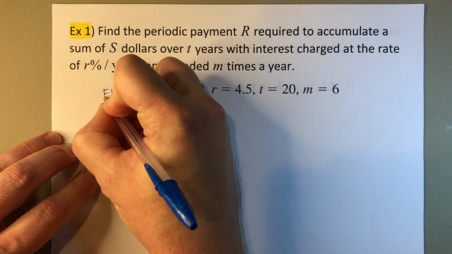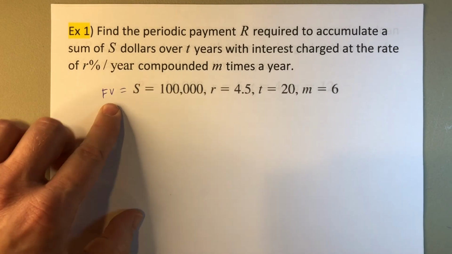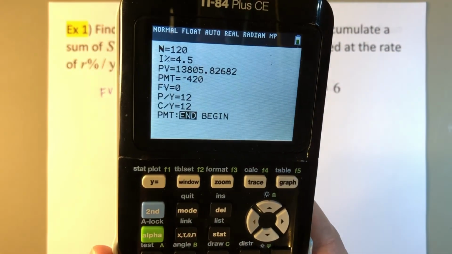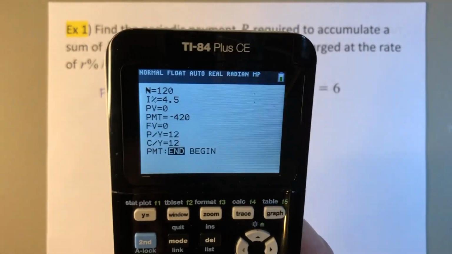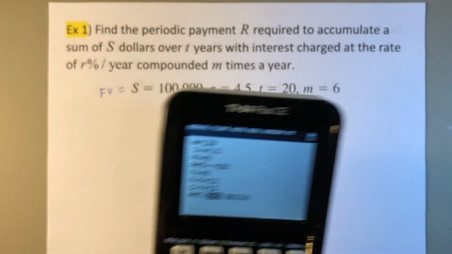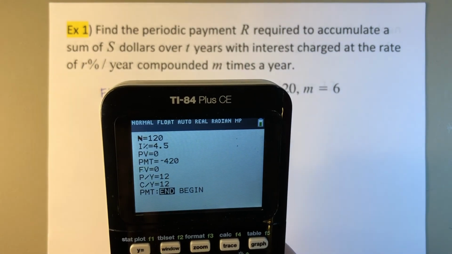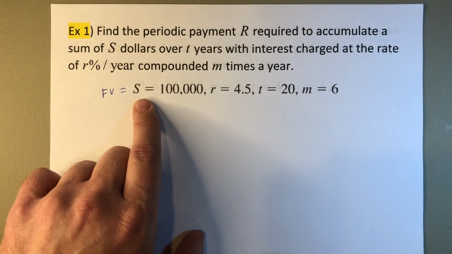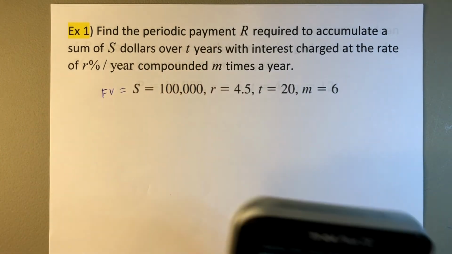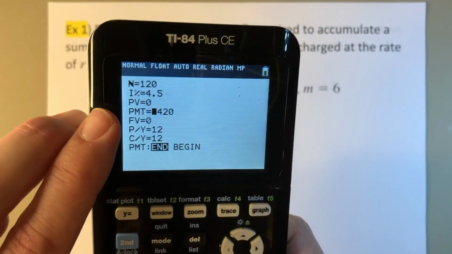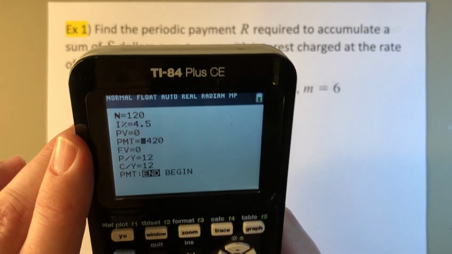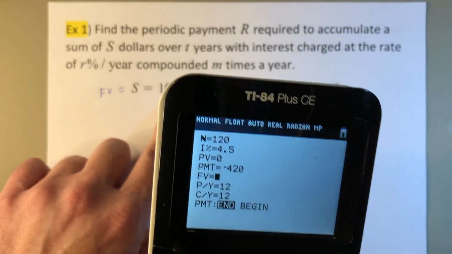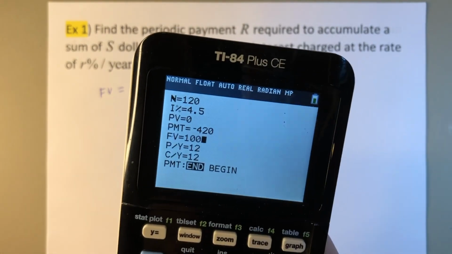S is the same as FV, future value, okay? So present value will be what then? It'll be 0. We're not talking about present value. We're talking about perhaps a retirement fund of some sort, okay? The payment we're going to make, that's what we're trying to figure out, isn't it? Find the periodic payment R. So we're going to actually be solving for the payment here in this case. So we go down to future value. That's what this is, future value. We are trying to accumulate $100,000. So you enter in $100,000.